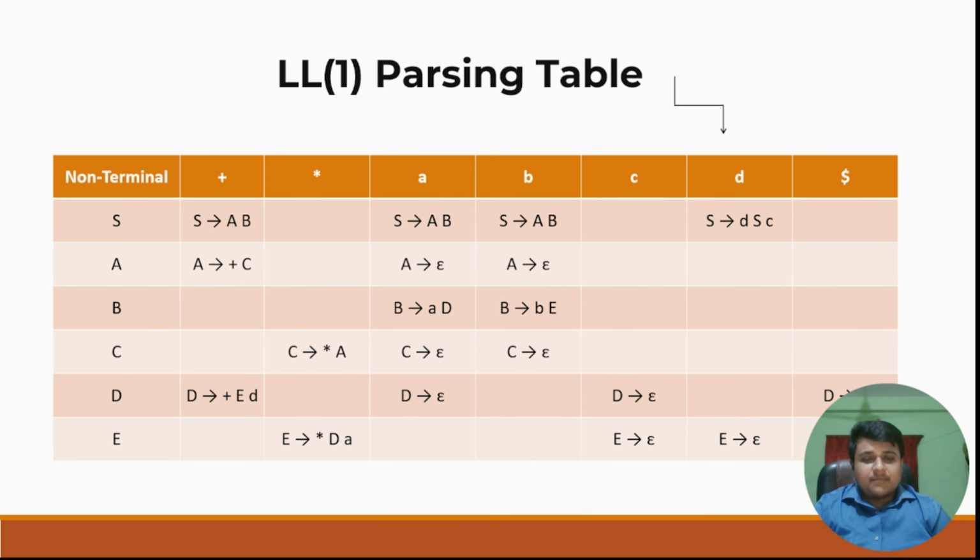Using this grammar, we successfully completed three main steps of LL1 parsing. First, we calculated first sets, then we calculated follow sets, then finally we constructed the LL1 parsing table. This allows a predictive parser to choose the correct production rule using only one lookahead symbol.